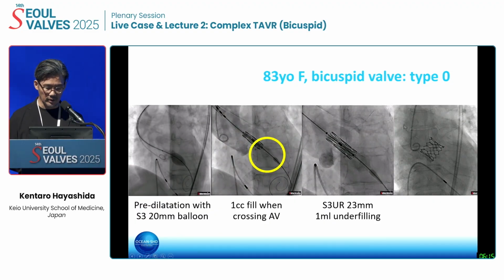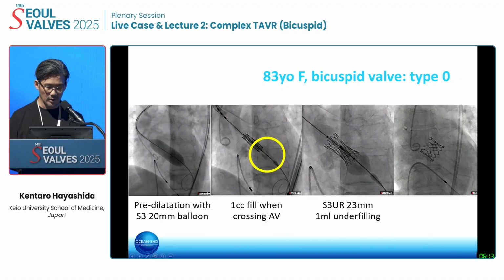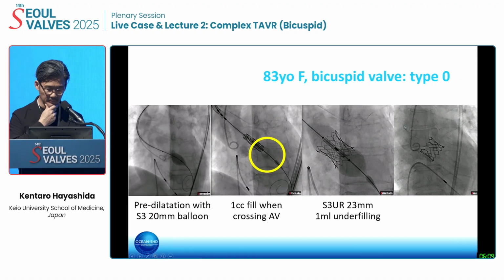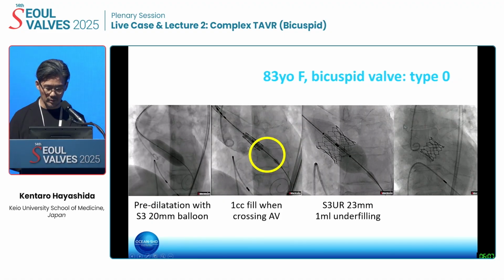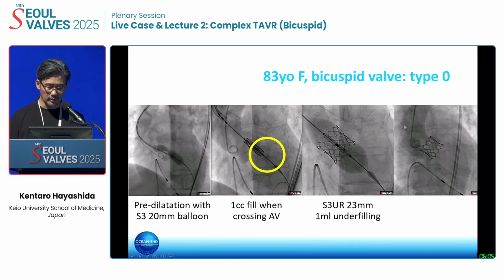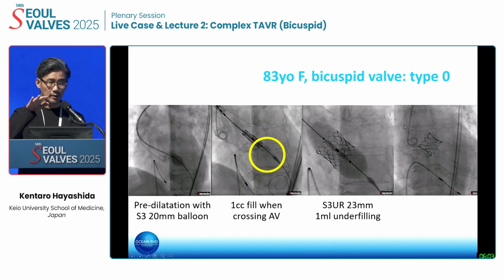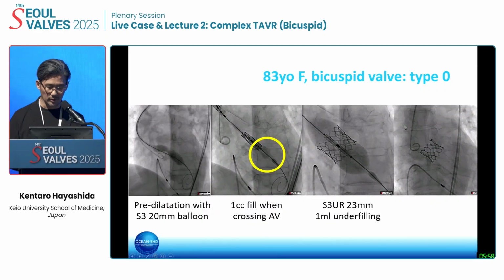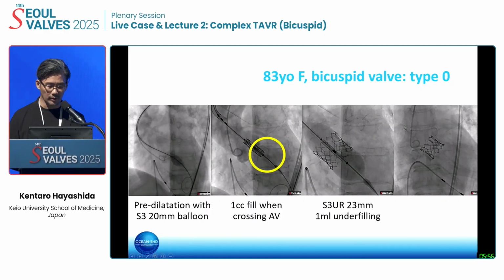We can also see how the calcium behaves during inflation of the valve. You can see stop at this point. And we always identify the minimal requirement for the contrast and maximum contrast inflation.